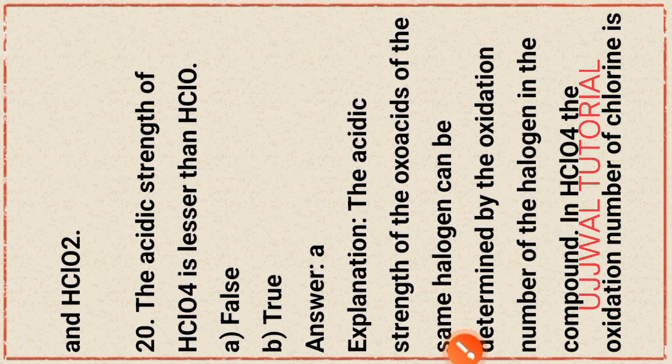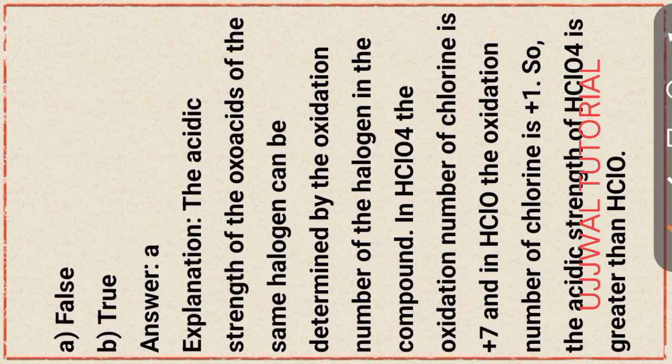Explanation for this part: the acidic strength of oxo acids of the same halogen can be determined by the oxidation number of the halogen in the compound. In HClO4, the oxidation number of chlorine is +7, and in HClO, the oxidation number of chlorine is +1. So the acidic strength of HClO4 is greater than that of HClO.